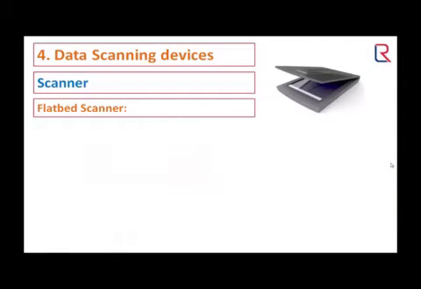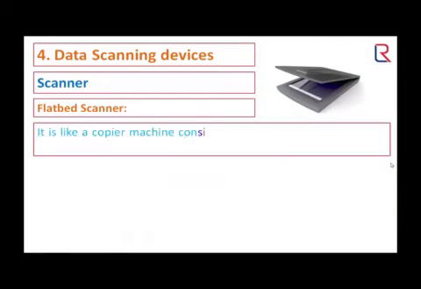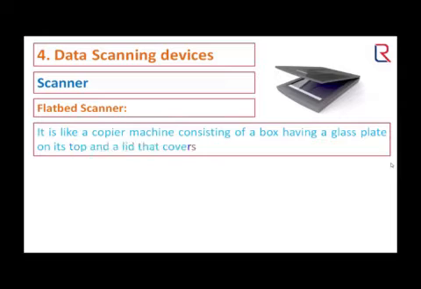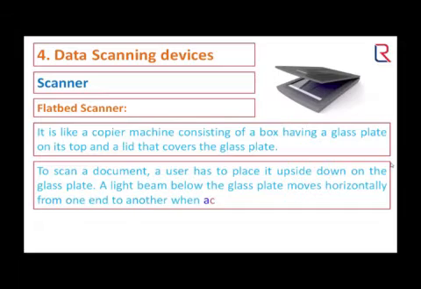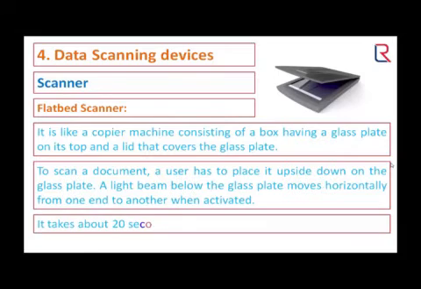Now see the flatbed scanner. It is like a copier machine consisting of a box having a glass plate on its top and a lid that covers the glass plate. To scan a document, a user has to place it upside down on the glass plate. A light beam below the glass plate moves horizontally from one end to another when activated. It takes about 20 seconds to scan a document of 21 by 28 centimeter size.